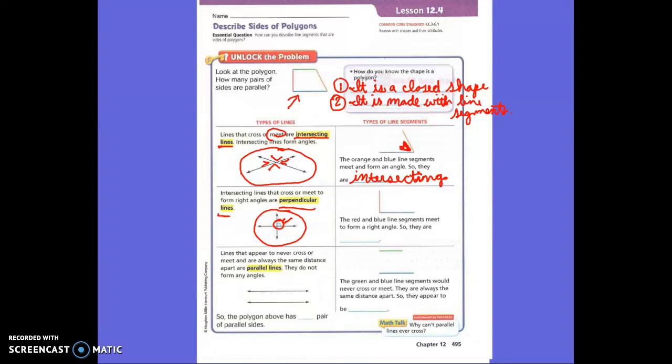So this red and blue line on this side, these red and blue line segments meet to form a right angle, so they are perpendicular. Write that down. Make sure you spell it right because it's right there on your paper.